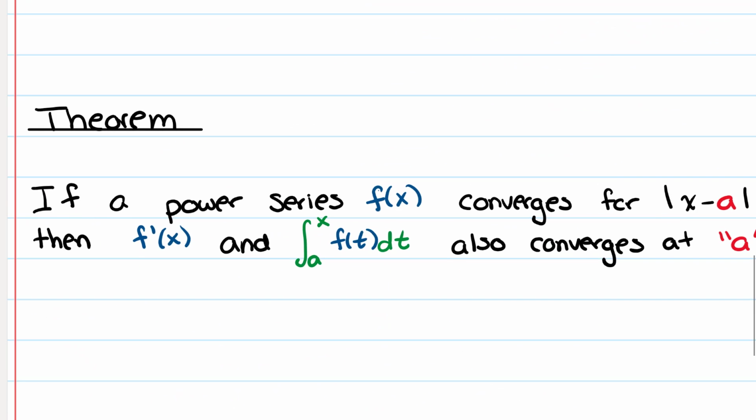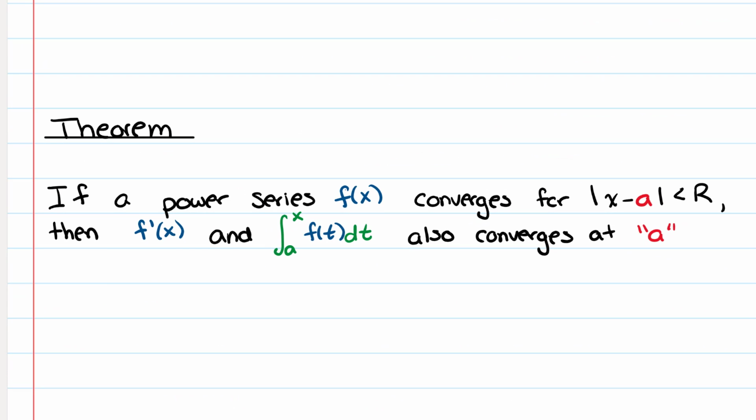And then from this, we also get a theorem which says that if a power series f of x converges for an absolute value of x minus a which is less than r, so the absolute value of the inside is less than r, then the derivative and the integral also converge at that a value.